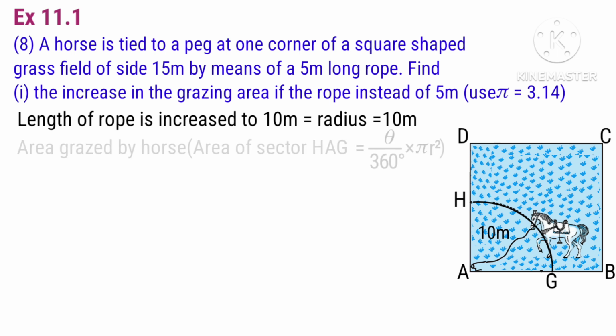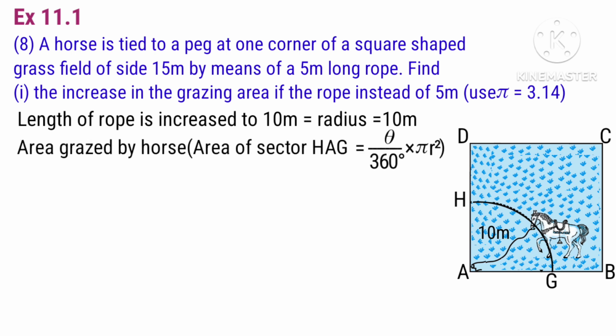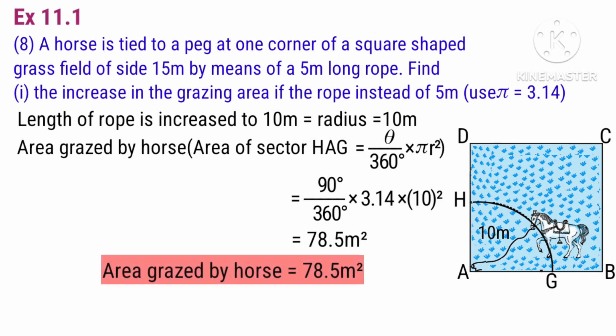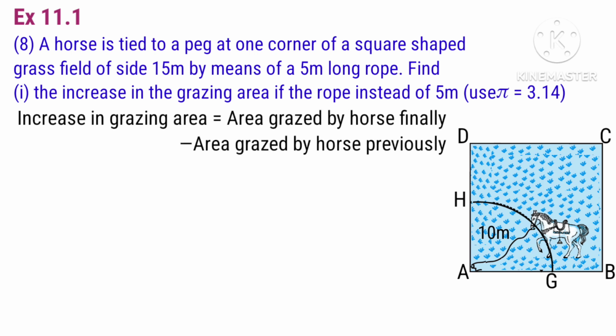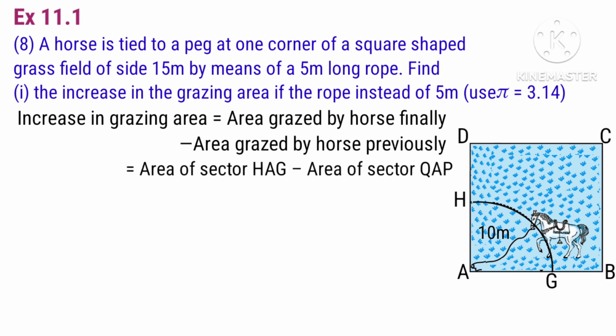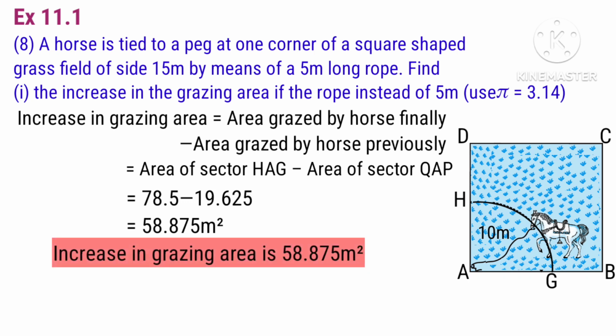So the area grazed by horse, that is area of sector HAG, is equal to theta divided by 360 degree into pi r square. When we substitute, we get 90 degree divided by 360 degree into 3.14 into 10 square. When we do multiplication we get 78.5 meter square. So area grazed by horse is equal to 78.5 meter square. Now we need to find the increase in grazing area, that is area grazed by horse finally minus area grazed by horse previously, that is area of sector HAG minus area of sector QAP. So that is 78.5 minus 19.625. When we subtract we get 58.875 meter square. So the increase in grazing area is 58.875 meter square.